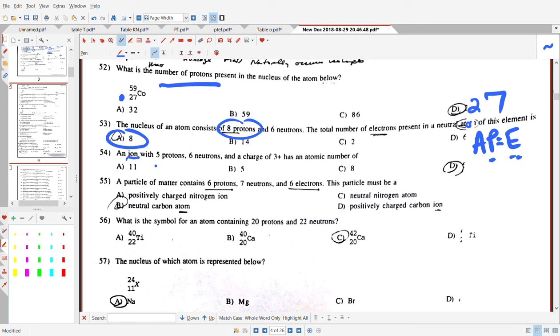An ion with 5 protons, 6 neutrons, and a charge of +3. What's the atomic number? Well, that never changes. That's the number of protons. So the answer is going to be 5.